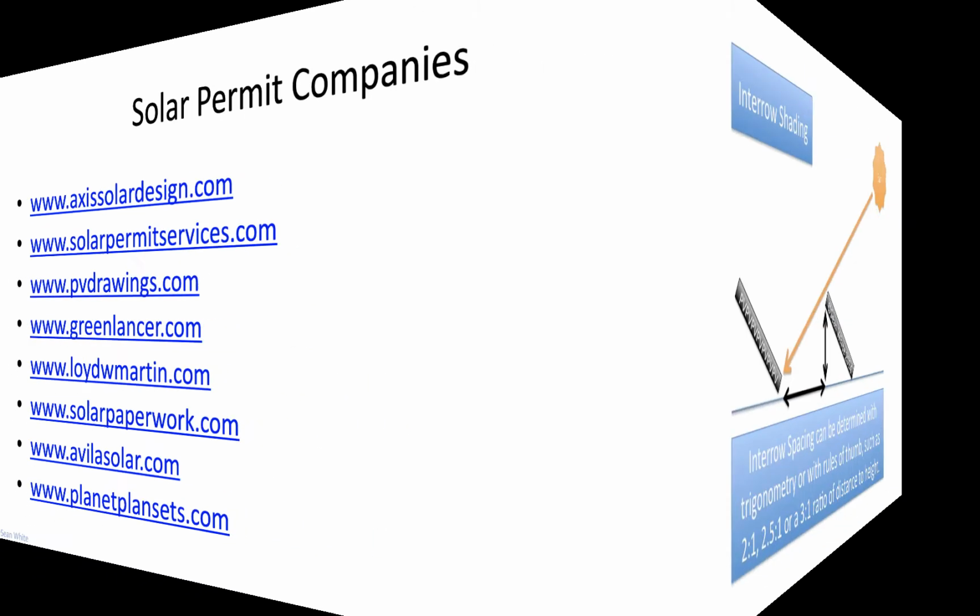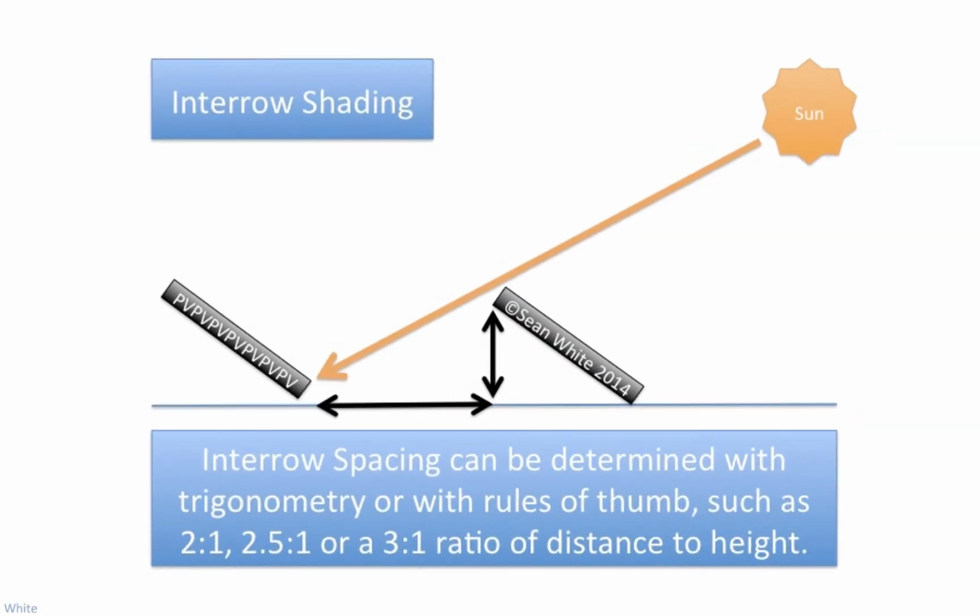A little bit about interrow shading. One of the easier ways of doing things is you just have a ratio. So you could go 2:1, 3:1, 2.5:1. One of the things that I did before is I found some rooftop racking systems that already had it built in, and I did the calculation, and I found that a lot of them were doing 2.5:1. The further north you go, the longer you would want this space to be, the interrow space.